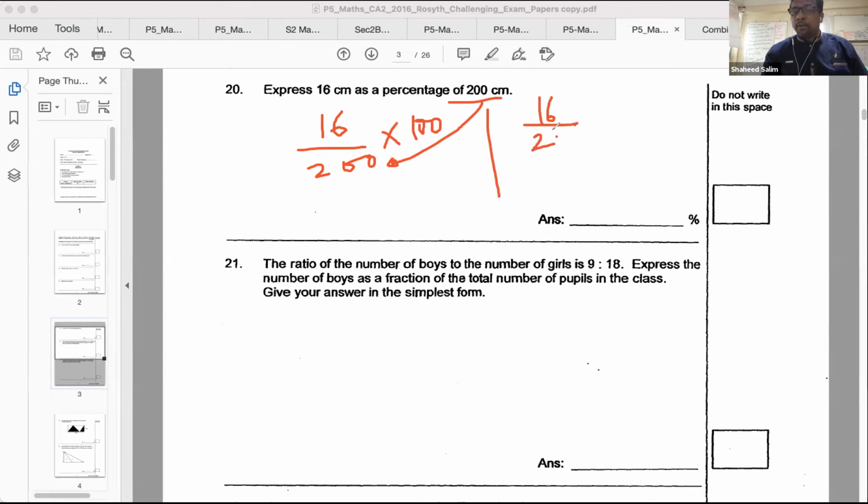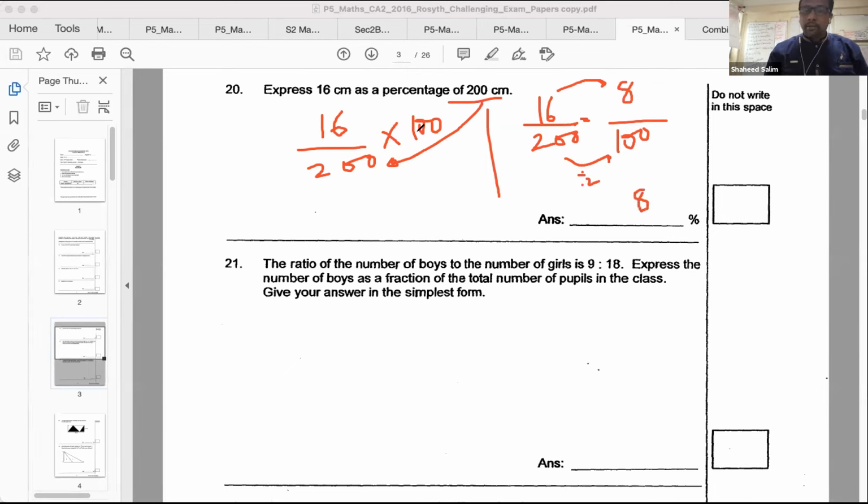I think Izzat probably did it this way, maybe. Then he says, what is percentage? Percentage is a fraction with denominator 100. So how do you get from 200 to 100? I divide by 2. Yeah, you can do it this way also. I divide by 2, I get 8. So 8 over 100 is 8%.